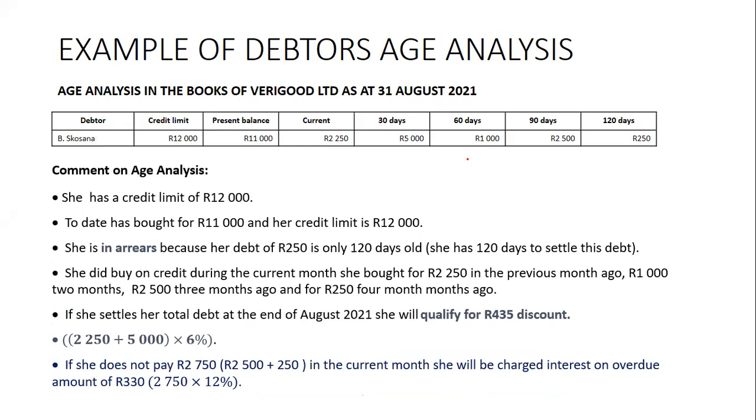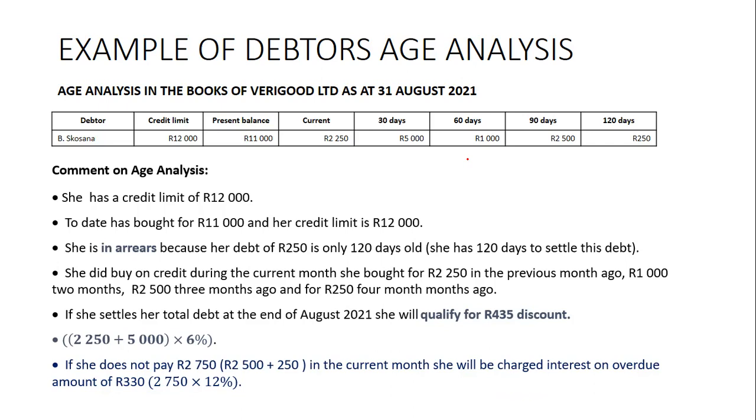Now, when we look at Bisco Sana, she has a credit limit of 12,000. To date, she has bought for 11,000 and her credit limit is 12,000, so she hasn't reached her credit limit yet. She is in arrears because her debt of 250 is 120 days old. She has 120 days to settle her debt.